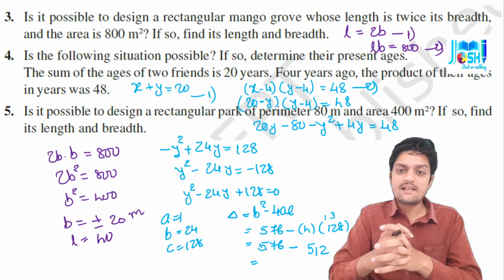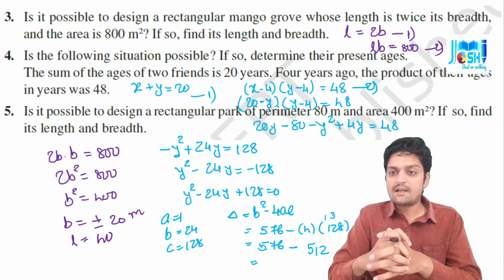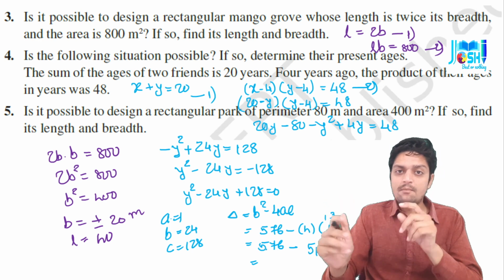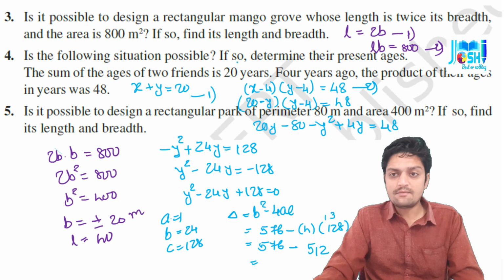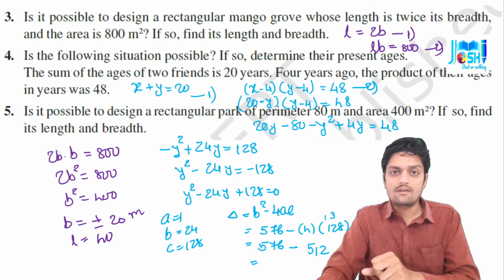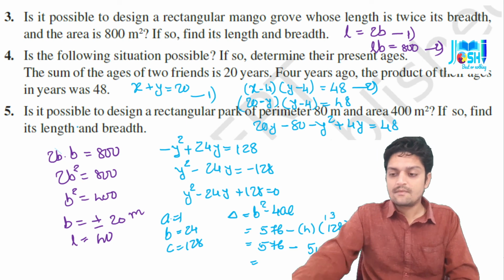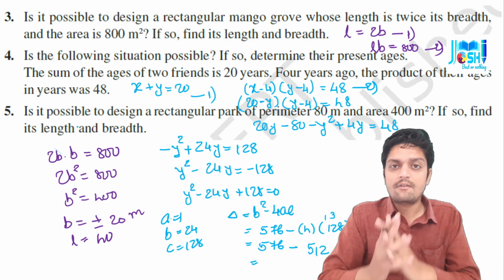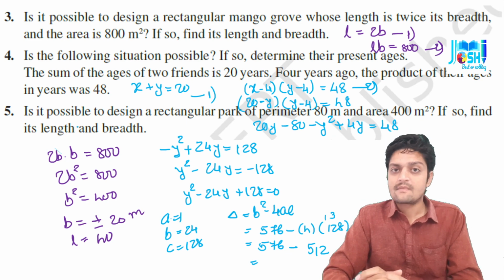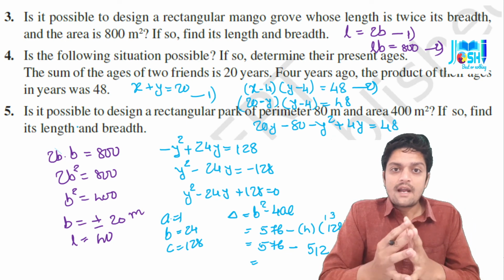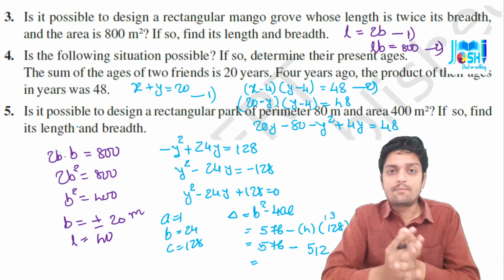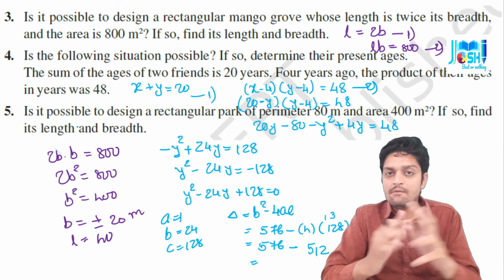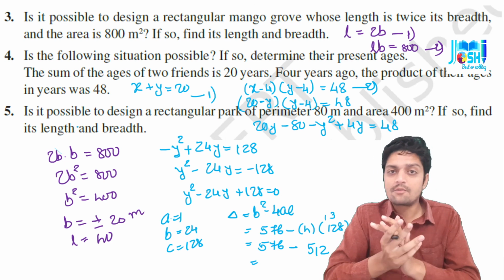Is it possible to design a rectangular park with a perimeter of 80 meters and an area of 400 square meters? This is the same kind of question as the third one, which I have just solved. Using the same procedure, you have to get the answer. Now our revision part is over, and I have tried to complete these things within 1 hour. I hope you all have enjoyed it. You all have to practice these questions.